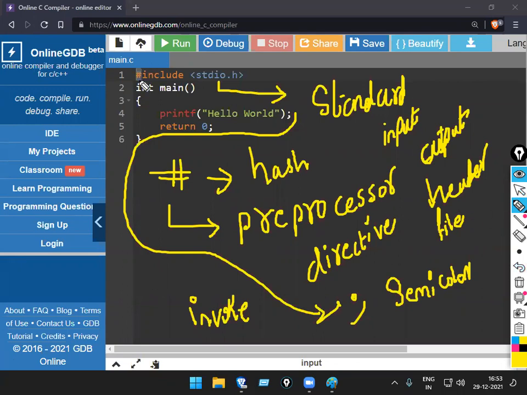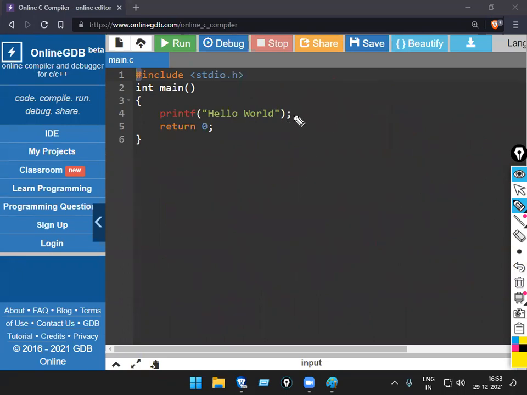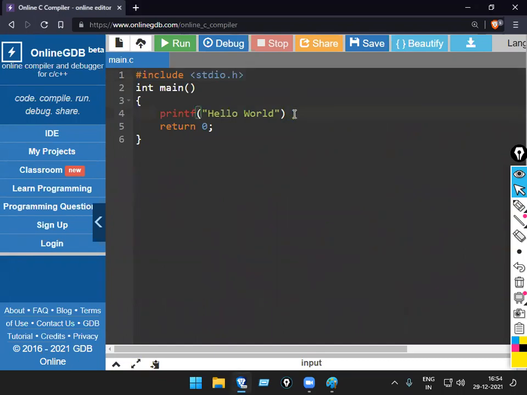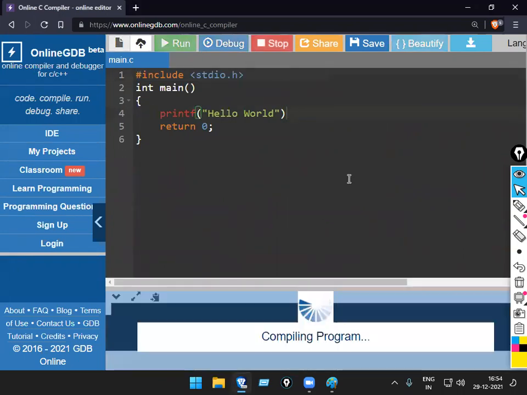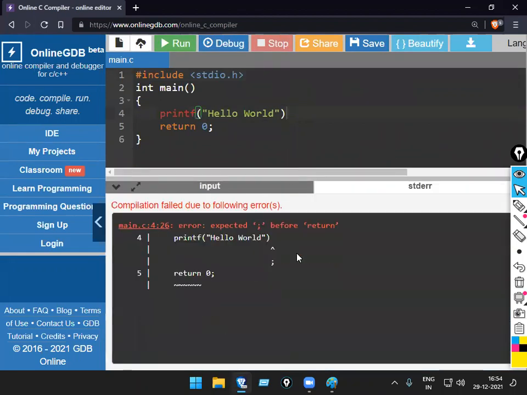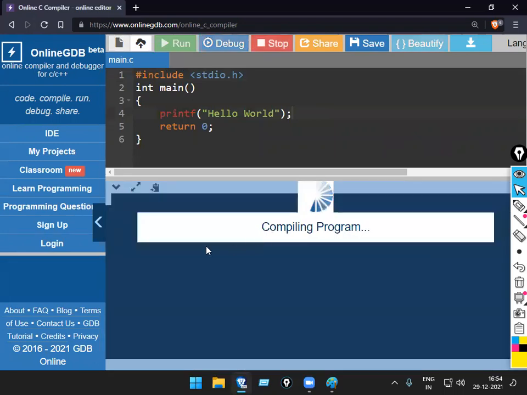Now, this first point is clear. Hash is called as what? Preprocessor directive. What will it do? It invokes the system so that my program can start. Then each and every statement in C language must end with what? Semicolon. If I don't keep a semicolon, see now, I forgot to keep it, and if I run the code it will not work. If I keep the semicolon, only then will it work.